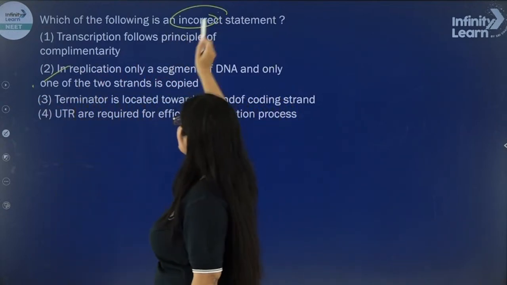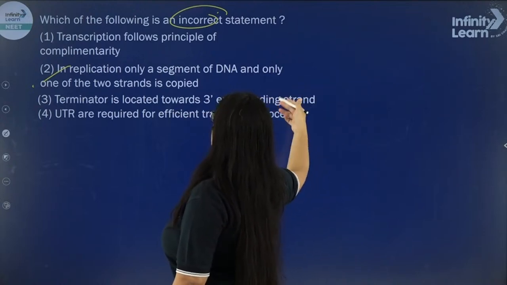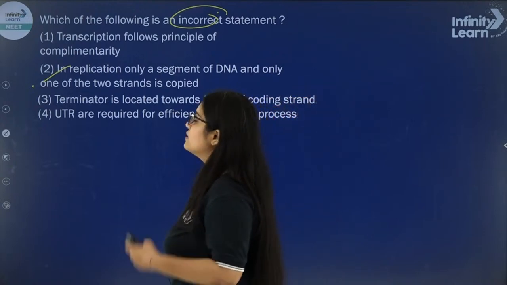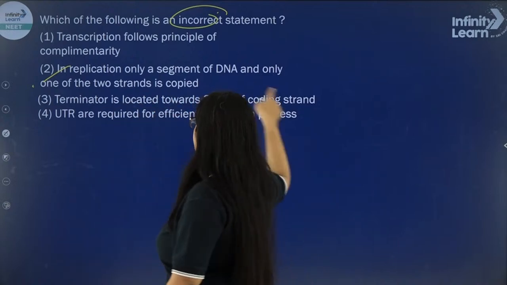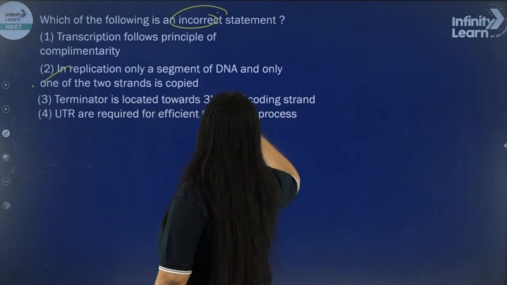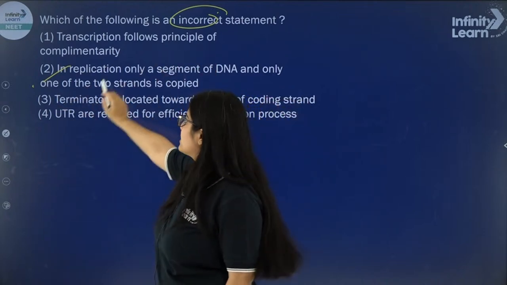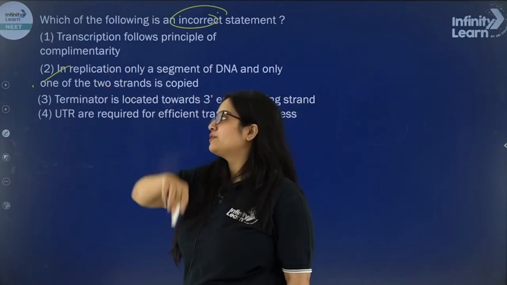Terminator is located at the 3' end of the coding strand. So, yes, according to the coding strand, the positions are given in terminator at the 3' end. UTR, untranslated regions, are required for efficient translation process. This is correct. Only incorrect one is 2, because this is a character of not replication but of transcription.